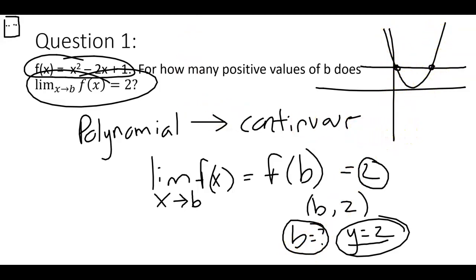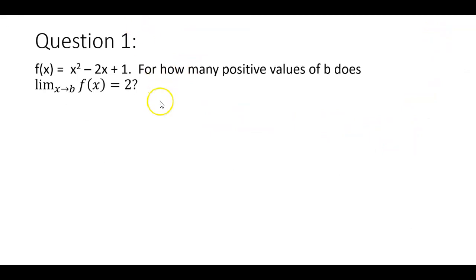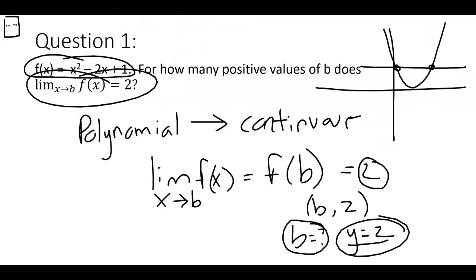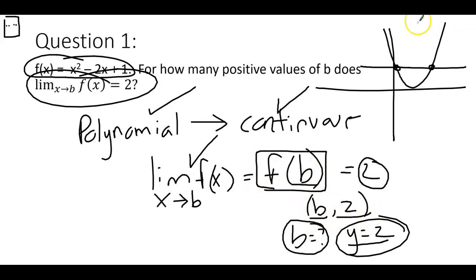Kind of a weird question, but once again, this is all about exposing you to ideas here. So just to kind of review, since this function is a polynomial, it's continuous, and since it's continuous, the limit is the same thing as the y value. And so what x value gives you a y value of 2? Well, you can just graph it and find it.